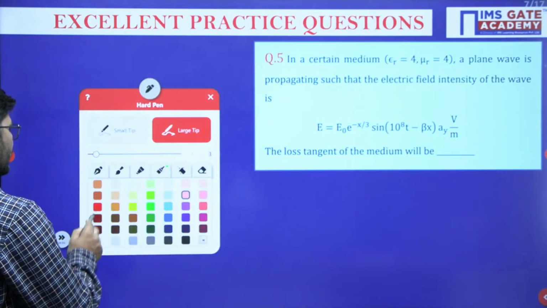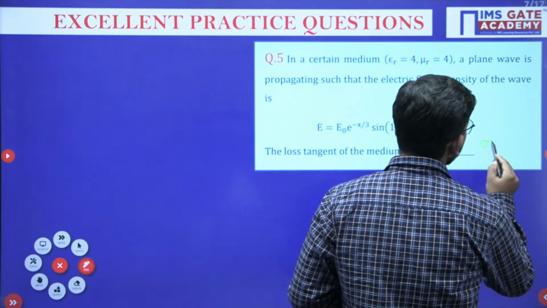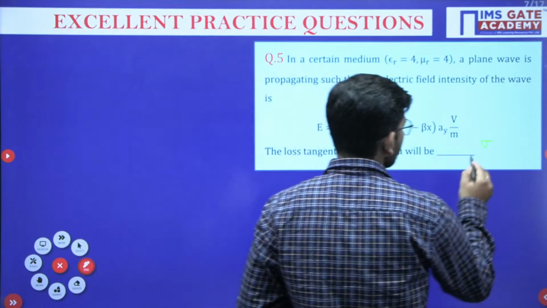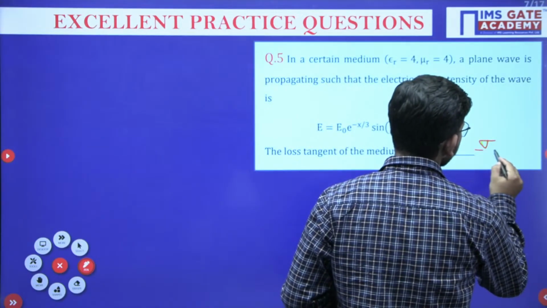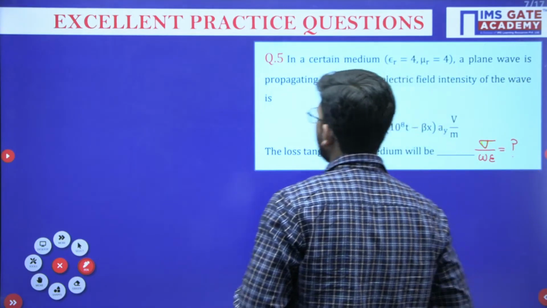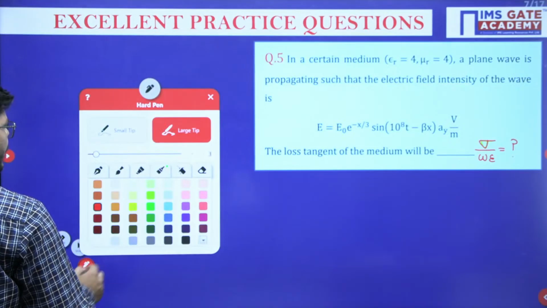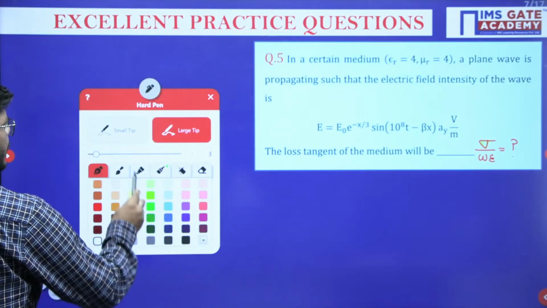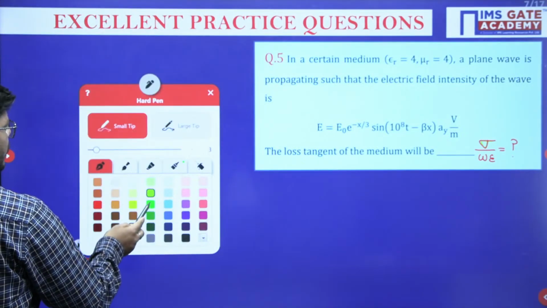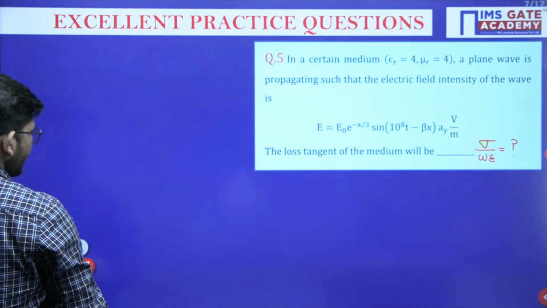We have to calculate the loss tangent. Loss tangent means we have to calculate sigma upon omega epsilon. What will be the value of sigma upon omega epsilon? That is what we have to calculate here. So this is required to be calculated. Now how to solve this question? How to approach this kind of question?